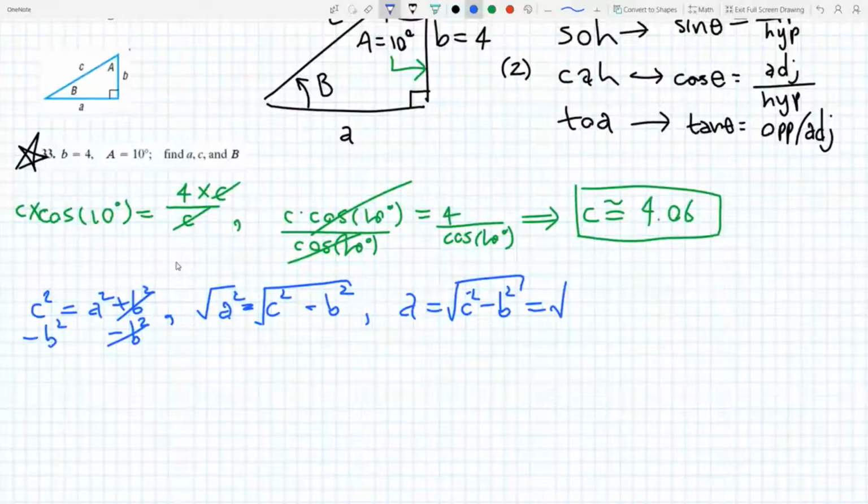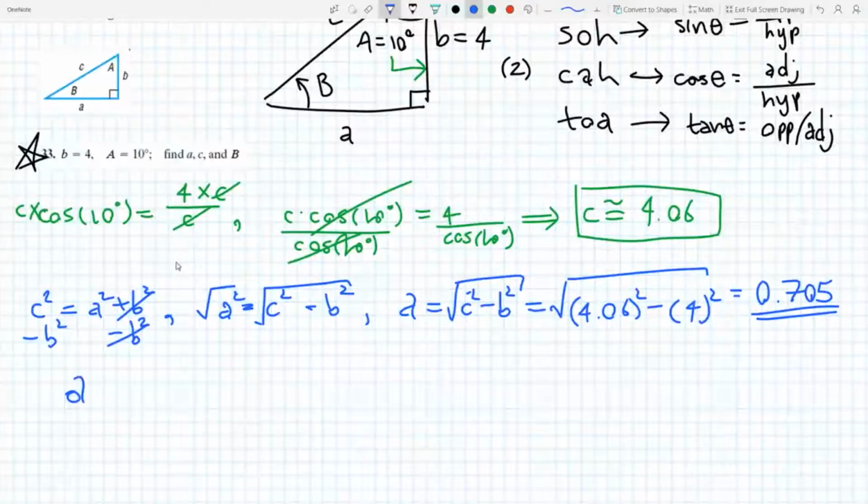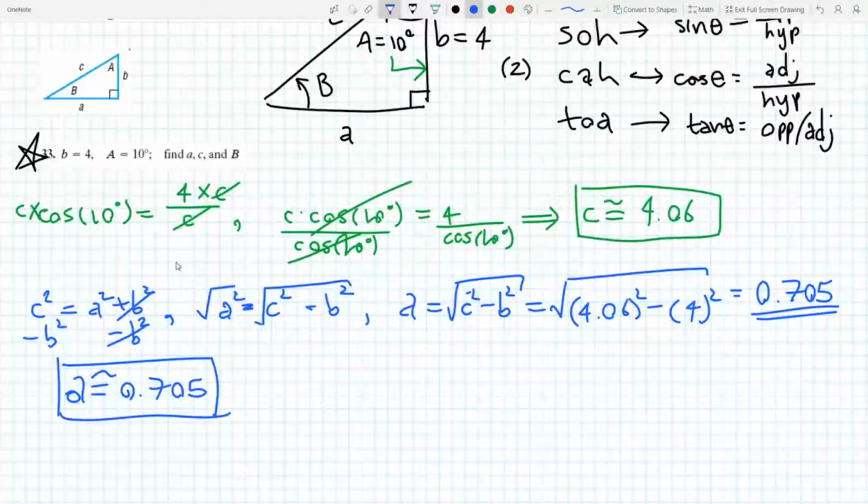And now I will plug in for the values of C and B. So C was 4.06 squared minus B, which is 4, squared, and then all of that square root. When we do this, we end up with a value of 0.705. So then A is approximately equal to 0.705. Now remember, this is a decimal answer, so it's an approximation. So we put the approximately equal to sign.